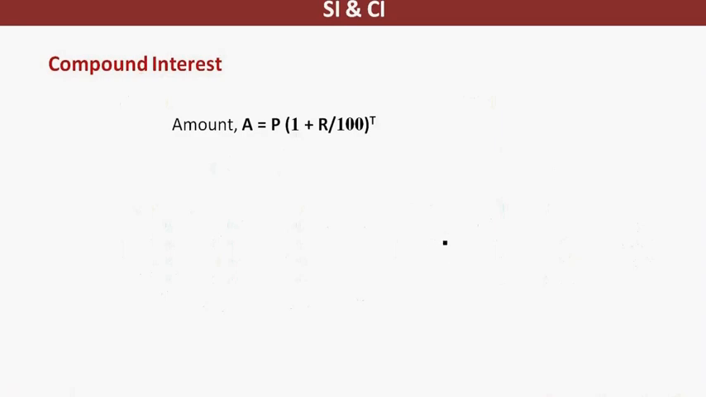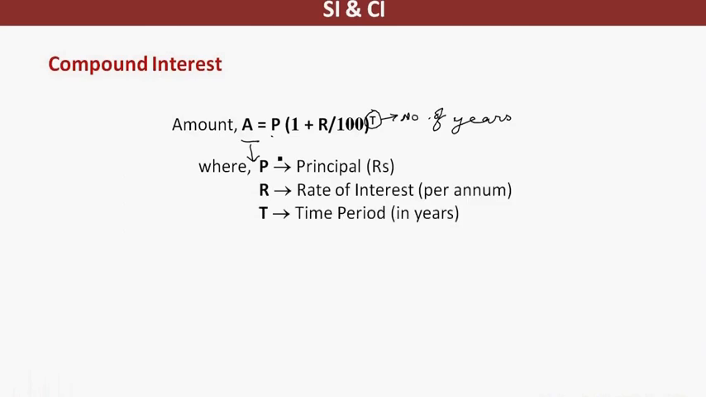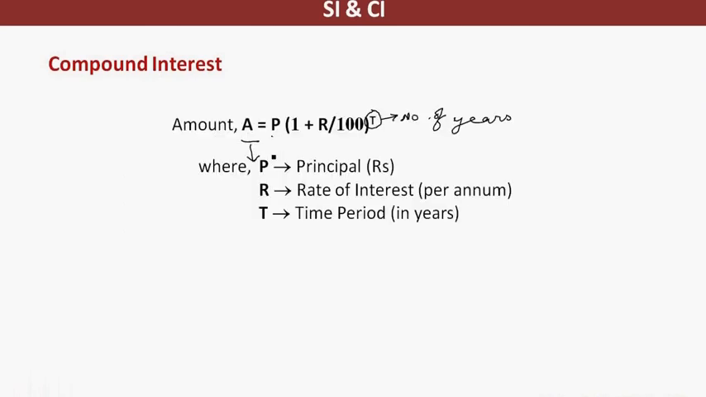Right? So if I now have to write down the compound thing as a formula, the formula for compound interest would be: amount, that means the final value, is equal to initial value into (1 plus R by 100) raised to power T. This T is the number of years for which the investment is happening, R is your rate of interest per annum, P is the principal, and A is the amount.